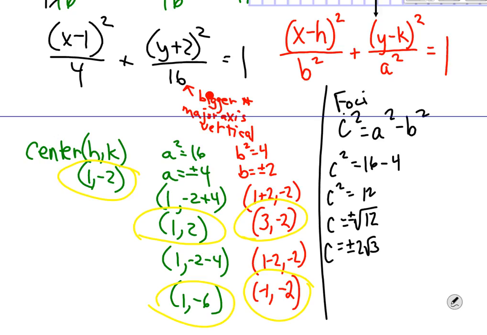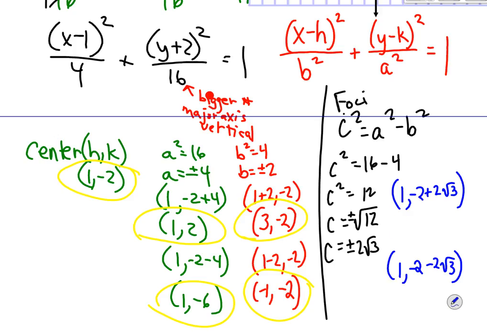And now the foci, since the major axis is vertical, are going to go up or down from the center instead of left or right this time, correct? You just always have to keep that in mind. In my head, it should be what you would expect, but sometimes it doesn't always seem that way. I'll write this here. So the 1 stays, and then it's the negative 2 that you're moving from. So 1 comma negative 2 plus 2 the square root of 3, and the other point is 1 comma negative 2 minus 2 the square root of 3.